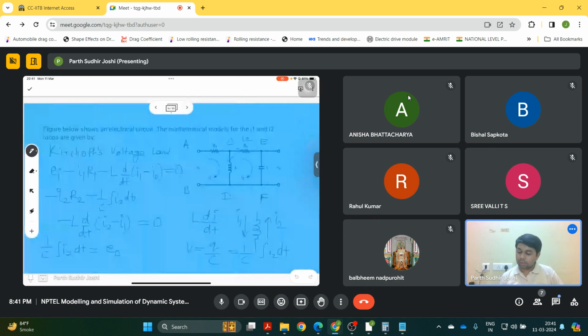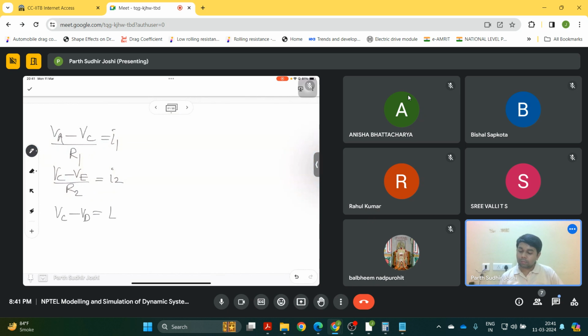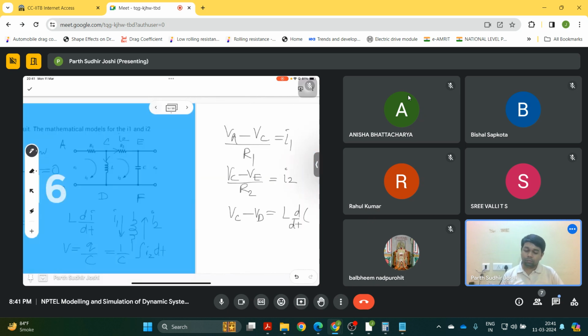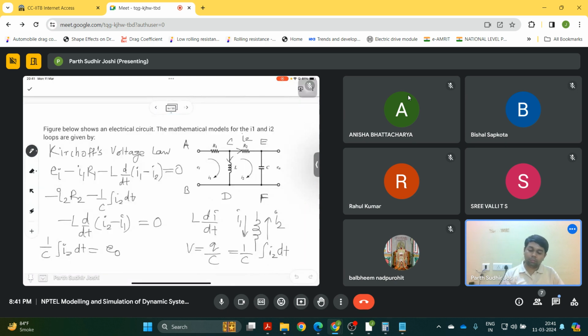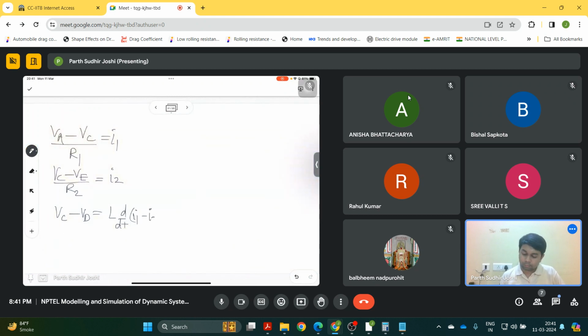And we also know that VC minus VD, so we can rearrange these equations to basically, so this is how we can write down the expressions, and then we can solve this equation for the potential.